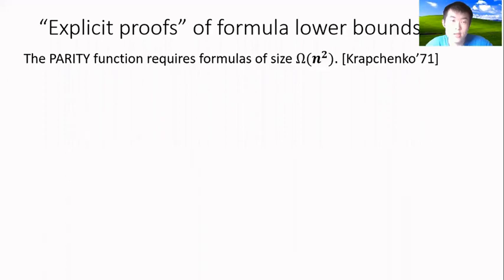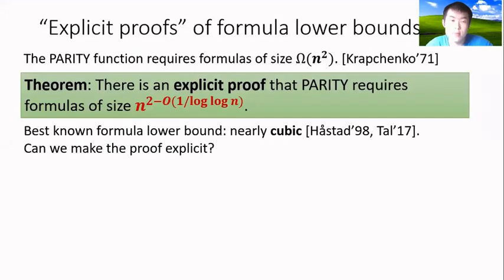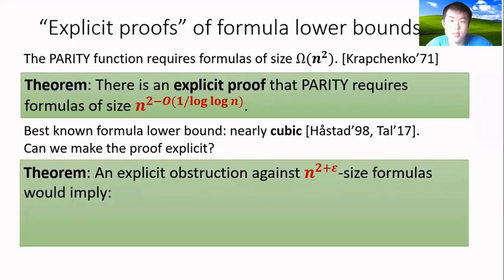We know that the parity function requires formulas of n squared size. Our first theorem is an explicit proof of this lower bound with a small loss in the formula size. However, we know that the best known formula lower bound is nearly cubic. So can we make the proof also explicit? Or can we even show an explicit proof of a slightly superquadratic formula lower bound? Our second theorem says if we could do that, then it will imply breakthrough lower bound.